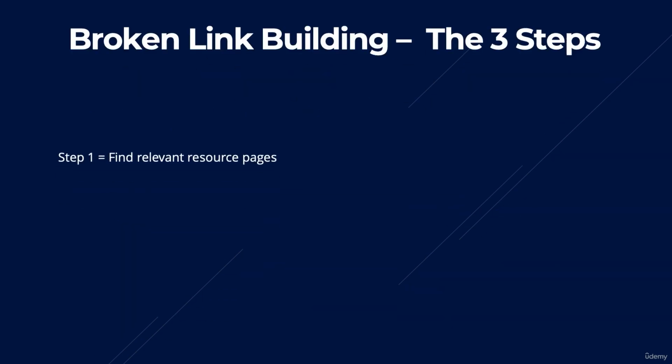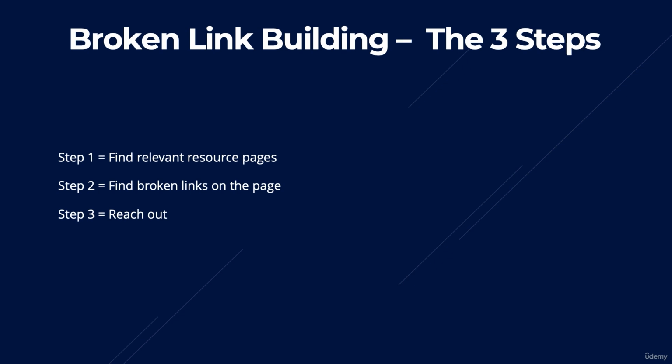So step 1 is going to be find relevant resource pages. The reason we opt to go for a resource page instead of a standard blog post is, as you would have seen in the last video, resource pages typically have the most links on a page, which in theory means it's way more likely for this page to have a broken link than any other page on that site. So step 1 is find relevant resource pages. Step 2 is find broken links on that page. And then step 3 is reach out to those websites and let them know about the broken links and ask them to link to your content instead.